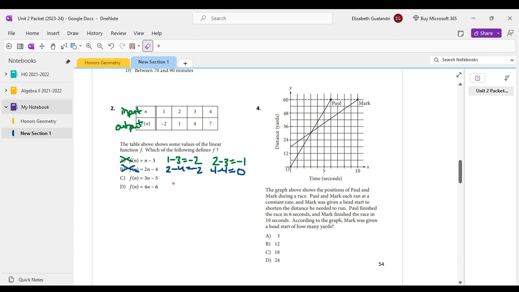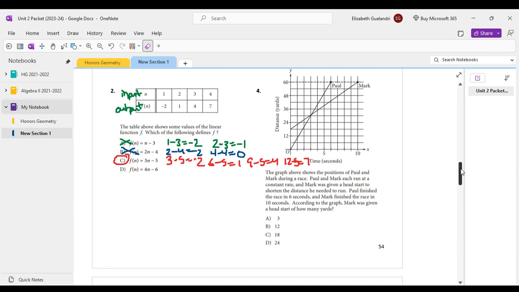3 times 1 is 3, minus 5 is -2. So again, we got the correct thing. 3 times 2 is 6, minus 5 is 1. So far, so good. 3 times 3 is 9, minus 5 is 4, and 3 times 4 is 12, minus 5 is 7. So C is the one that worked out for all of those, working on our input-output there.